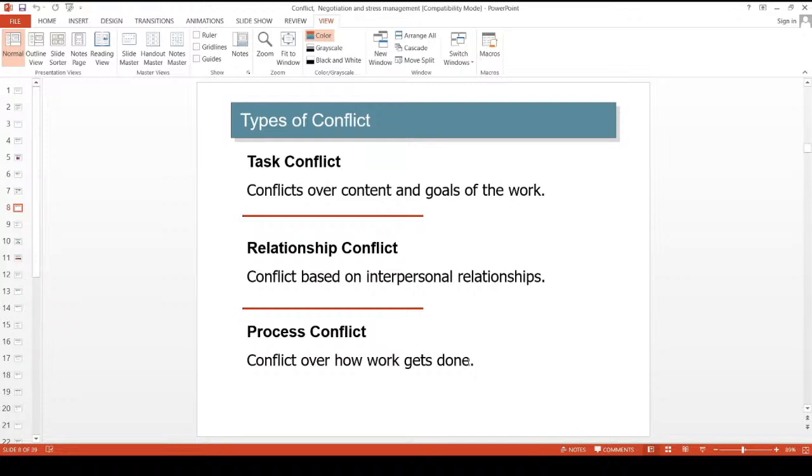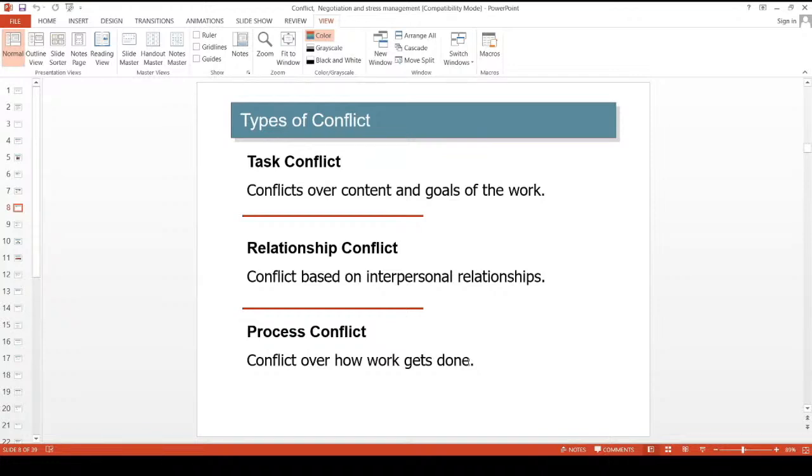The same is true for the process conflict. Whenever the process conflict is at a lower level, it will be functional and good for the organization, and it will enhance team performance. So for the process conflict to be productive, it must be kept at a low level. Whenever it increases from that low level, it again becomes dysfunctional and a disadvantage for the organization. So we can also say that intense arguments over the process conflict will not be good for the organizations.